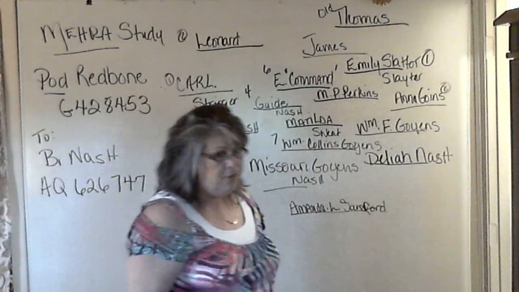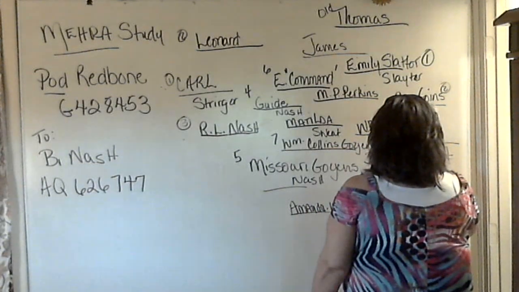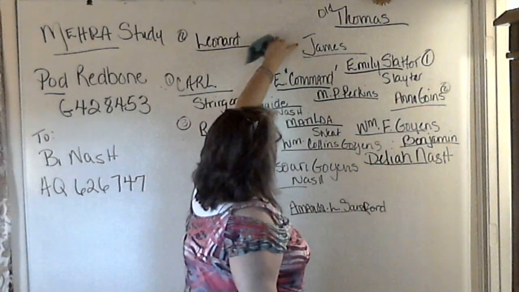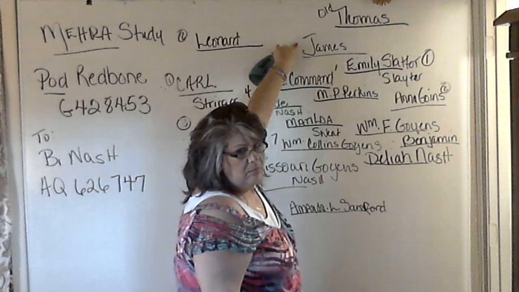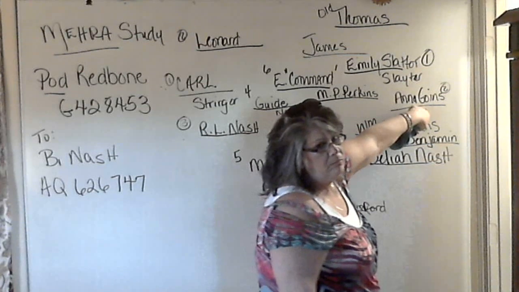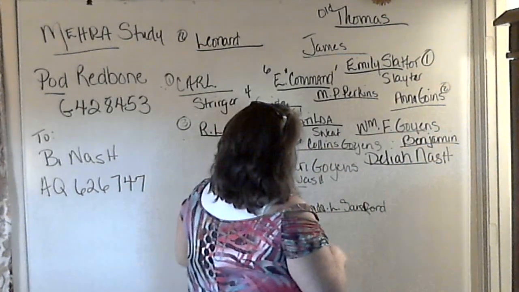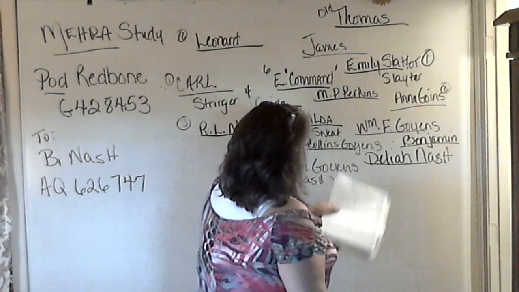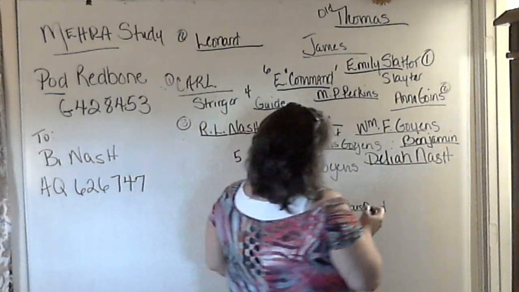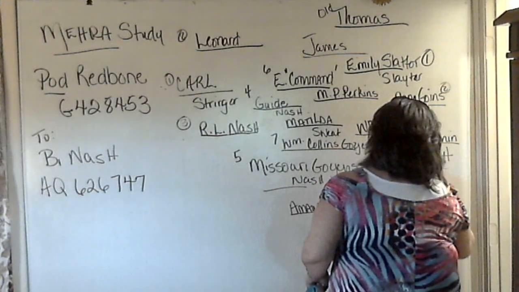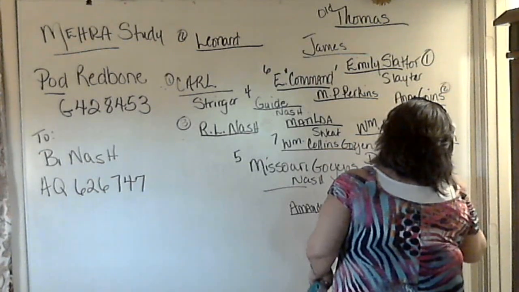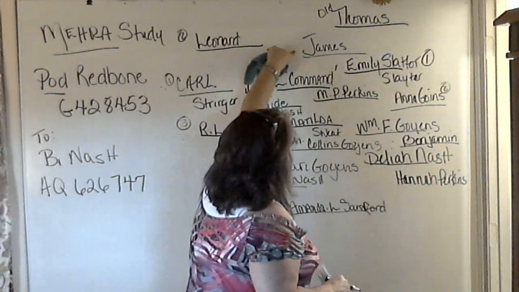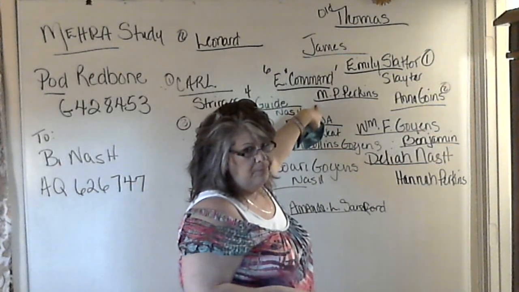Okay, Delilah Nash's father was Benjamin, and Benjamin was half brother to James from second wife Anna Goins. Okay, so Delilah Nash's mother was Hannah Perkins, who was the half-sister of James's wife, Mary Polly Perkins. I know, right?